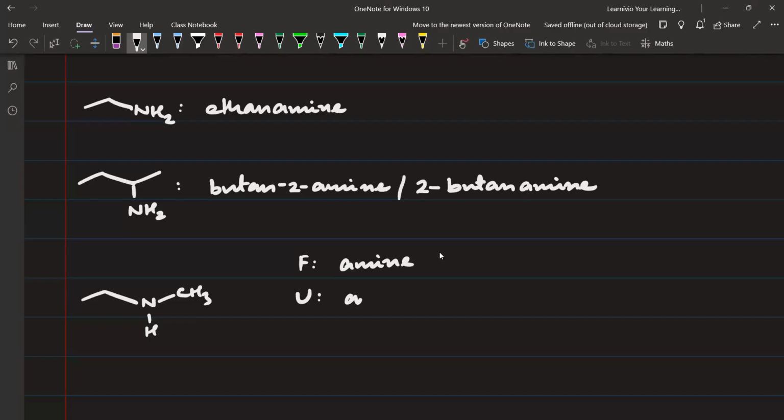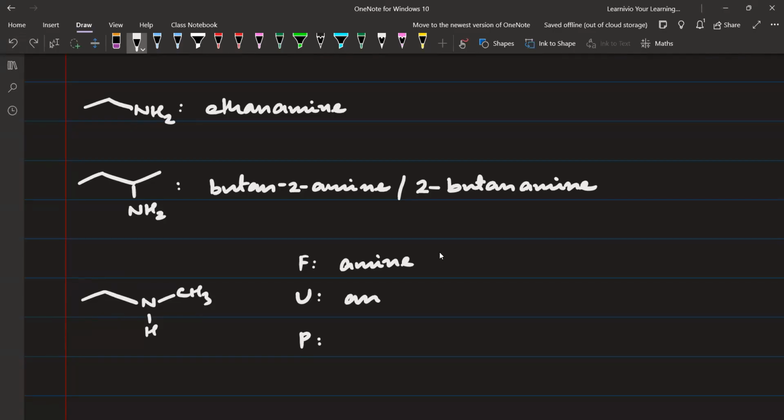Unsaturation, there is no unsaturation, so that is why it's going to be "an". The parent chain. Now there are two chains here. This is one chain and this is the other chain. Both of the chains are directly attached to the functional group, so we cannot decide on the functional group. There is no unsaturation, so we cannot decide on the basis of unsaturation.